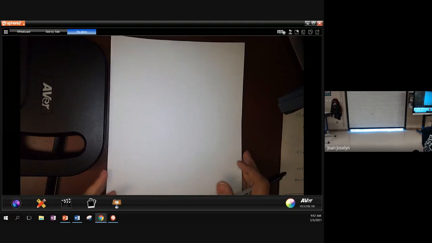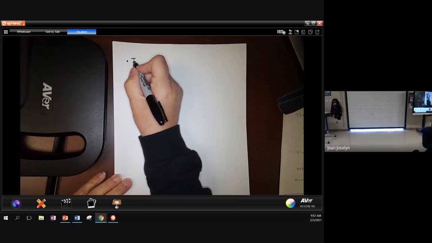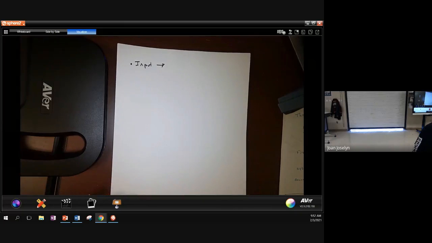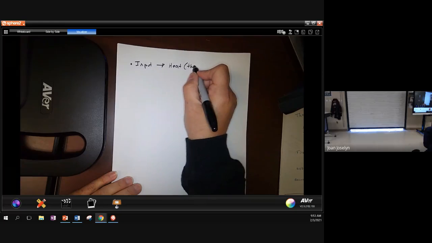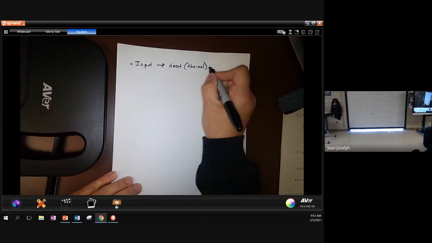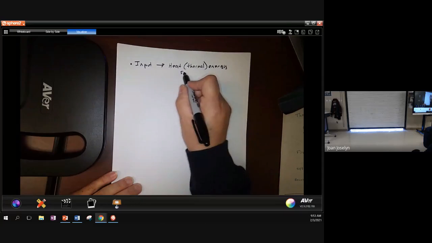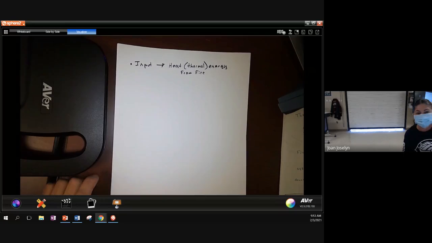So we're still on the fireplace, and we're going to look at input. And the input's going to be heat energy. Heat is thermal. And it comes from the fire. And it could come from some other heating source, but in this case, it's the fire.